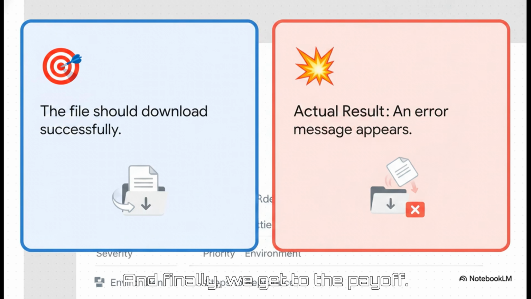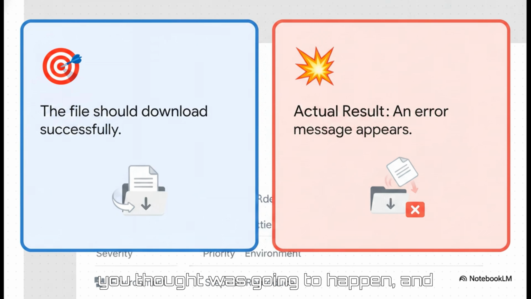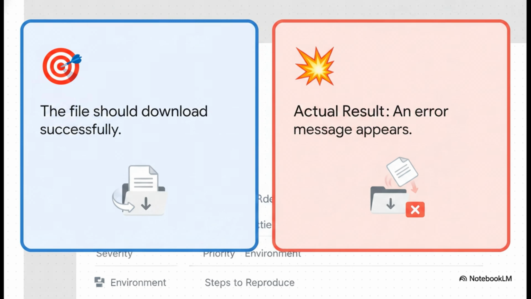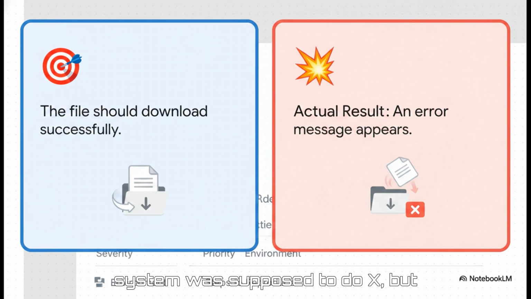And finally, we get to the payoff. You just have to clearly state what you thought was going to happen, and then what actually happened. This simple little contrast frames the entire problem perfectly. It tells the developer, hey, the system was supposed to do X, but instead it did Y. The goal is clear, and the failure is even clearer.